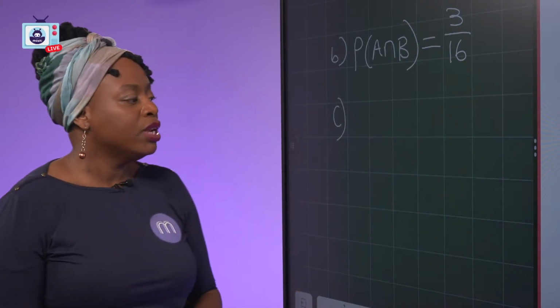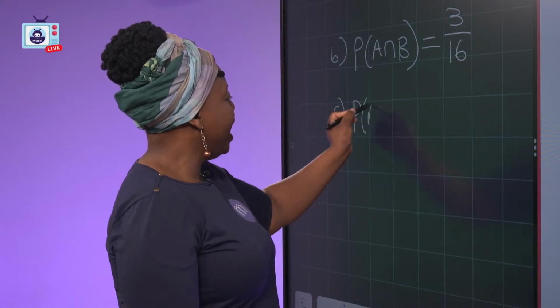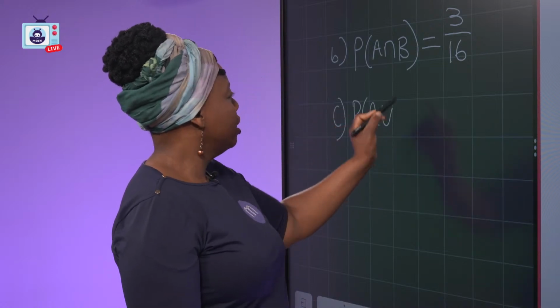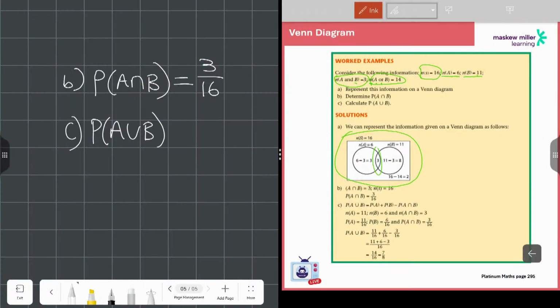Right. Now, number C, they said calculate the probability of A union B, right? Which means OR. So that is A or B. Please make sure that your intersection doesn't look like Teacher Tandy's one that looks like an N-A.